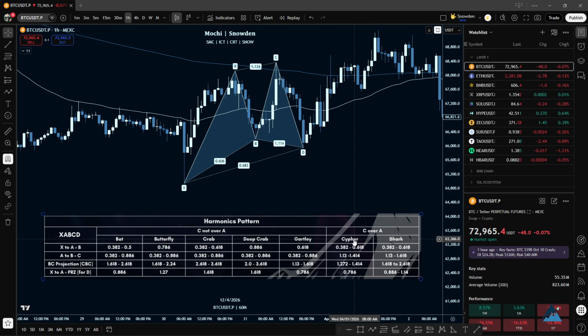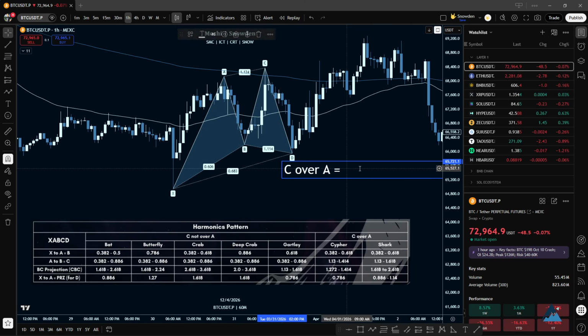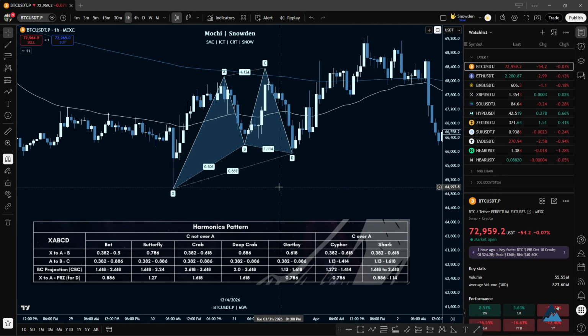It's either a Cypher or a Shark. So remember that: if C goes past A, you only have two patterns left, Cypher and Shark. That's one of the easy things to remember. Now, let's measure the B-leg. Personally, I just eyeball it and don't measure with Fib manually. I only showed it to you so you'd understand, but if you want exact precision, you have to measure it manually.